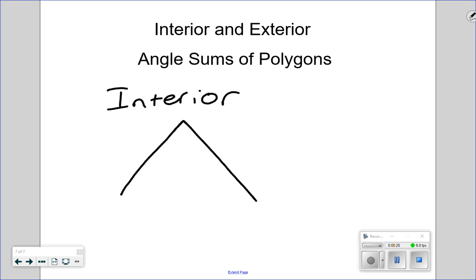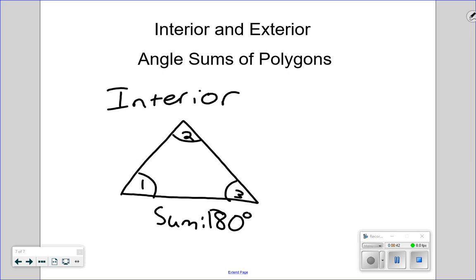So a triangle has three interior angles, these three angles. And these three angles you should already know should add up to 180. So the sum of a triangle's interior angles is 180 degrees. This is something you already know.